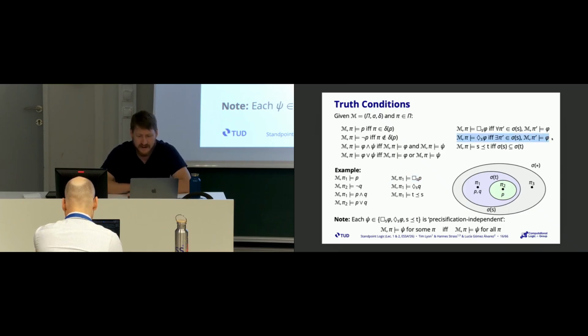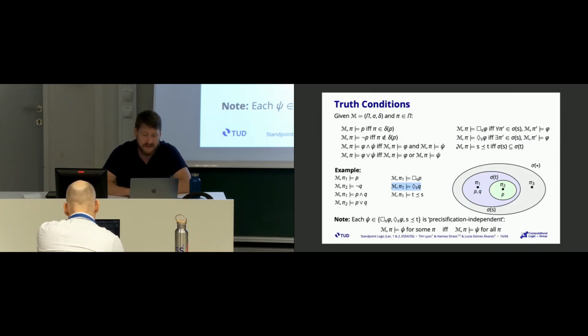We interpret the diamond as follows. Diamond S phi holds at pi in M, if and only if there exists a precisification pi prime where phi holds, and that precisification is in the interpretation of S. So for instance, Q holds at pi 1, therefore we can say diamond S Q holds at pi 1.